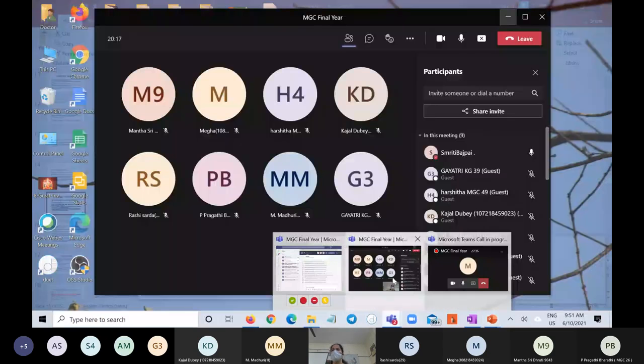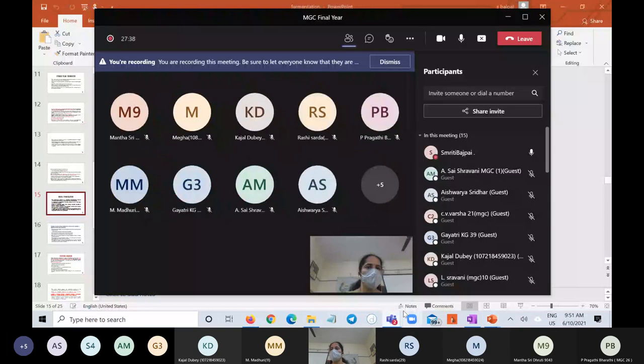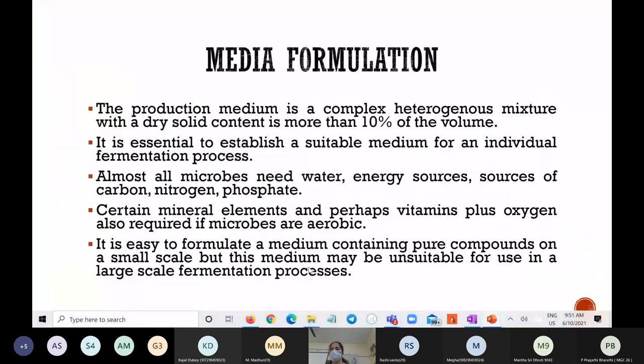Yes, ma'am. So now, once we are done with the fermenter design, what we need is some media. So what is that media? That is not just any media. That media should contain all the things required for microbial growth, because if we support the microbial growth, then only we can get the proper yield. So the media used in the fermentation process should be formulated in such a way that it supports the microbial needs.